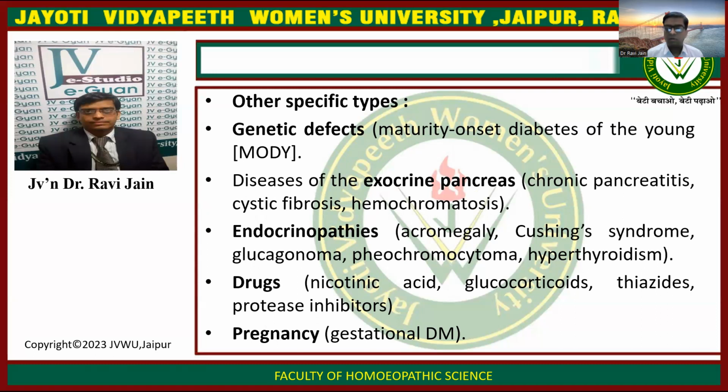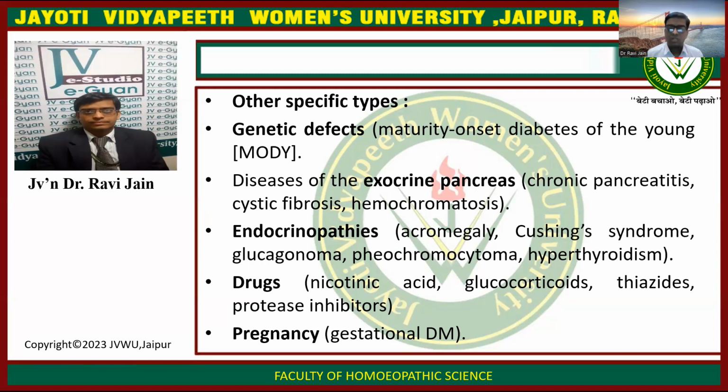Endocrinopathies. There are various endocrine disorders that can lead to development of diabetes mellitus, which includes acromegaly, Cushing syndrome, glucagonoma, pheochromocytoma, and hyperthyroidism.